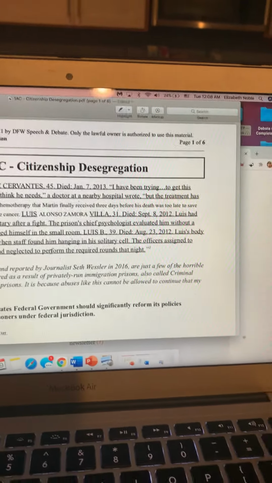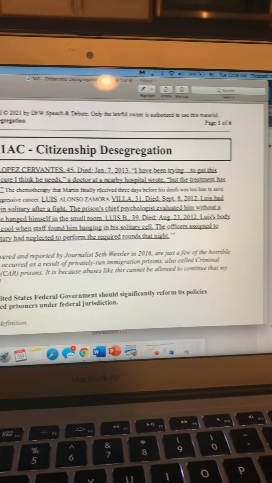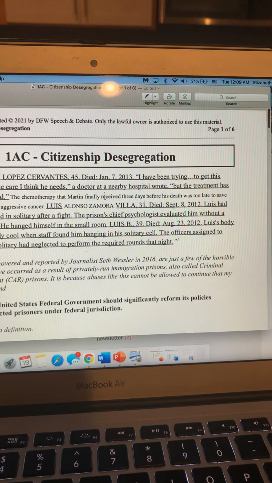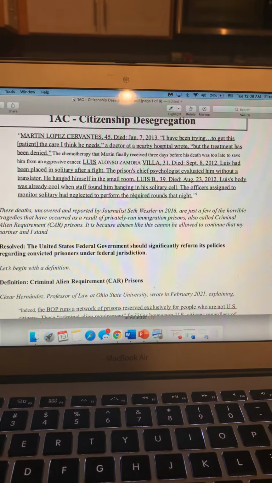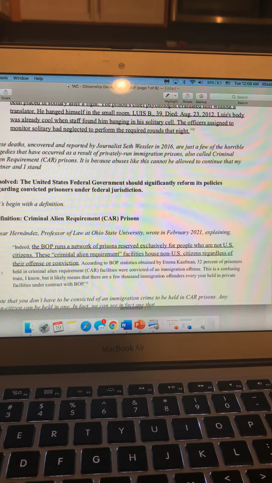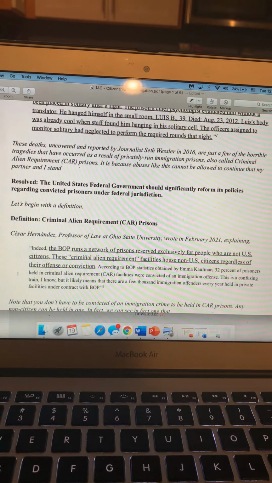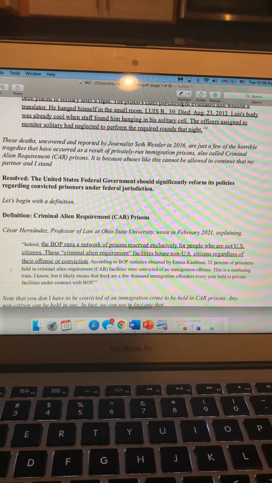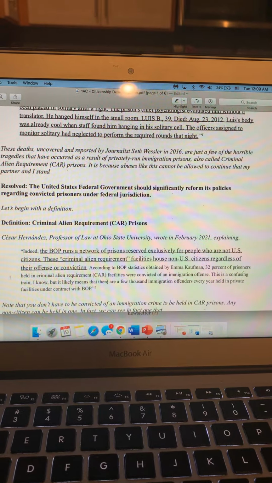Now, when you're looking at a potential case, I just pulled one up from one of the source books. I think it's maybe Ethos, but it's about citizenship desegregation. What this case is about, in essence, is criminal alien requirement prisons. Basically, if someone is an illegal alien and they're put into a federal prison, they're put in these special prisons called CAR prisons. The case is about them being run slightly differently.